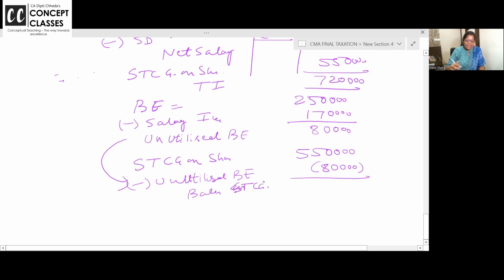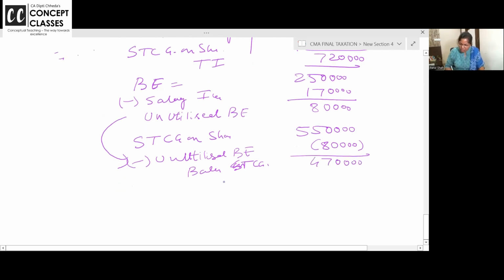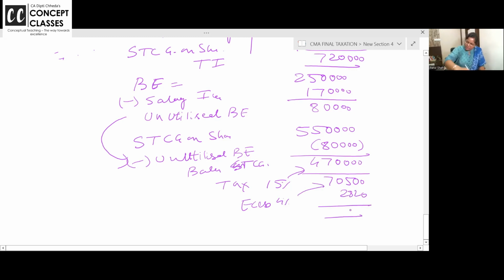550 minus 80,000. How much is it coming? 470. On this, how much tax do I need to pay? 15% flat. That is coming to 70,500. And on that, education cess, how much do I need to pay? 4%. 2820. So what is the final tax? 70,500 plus 2820. Will you all surely revise all these examples again so that they fit into your mind?